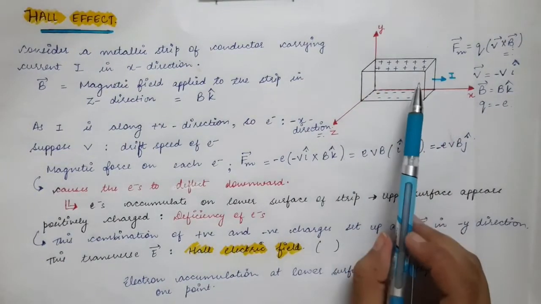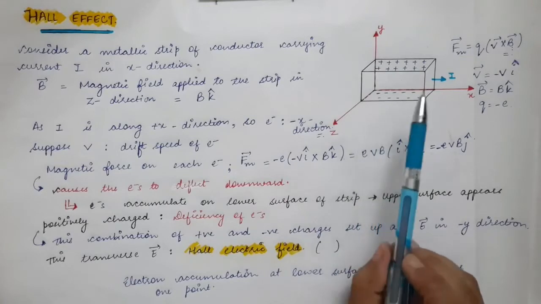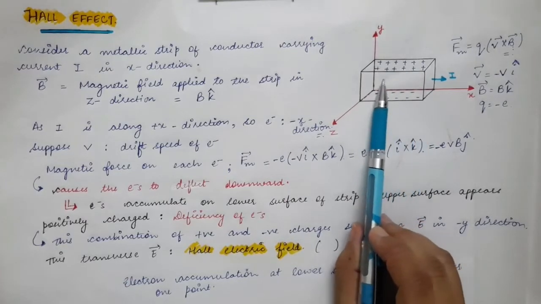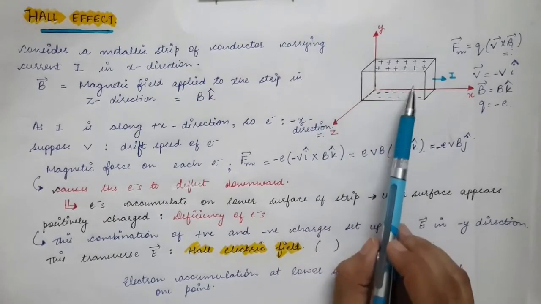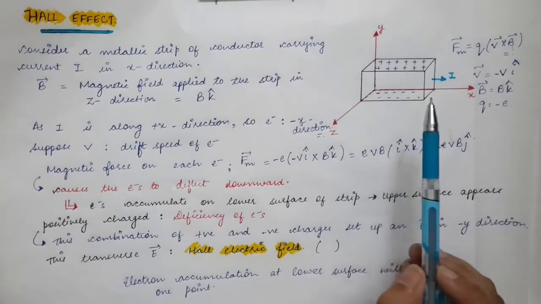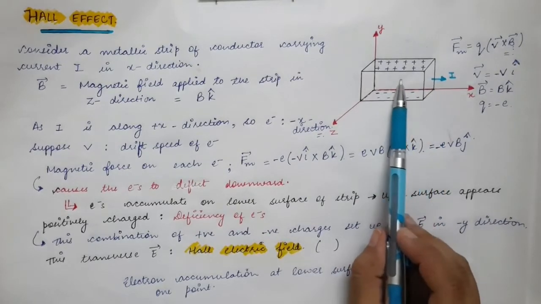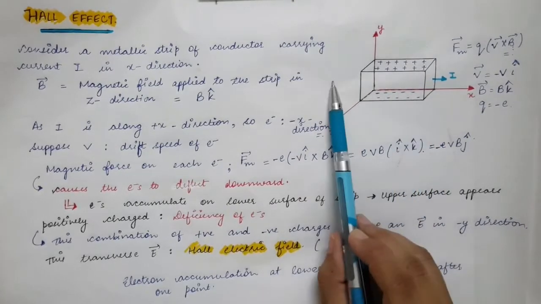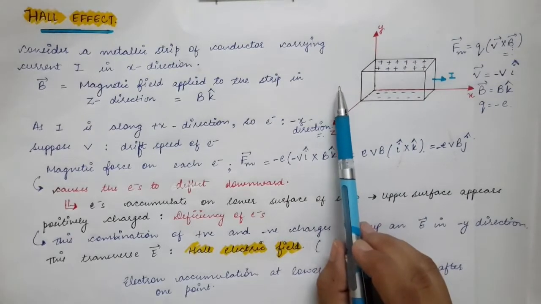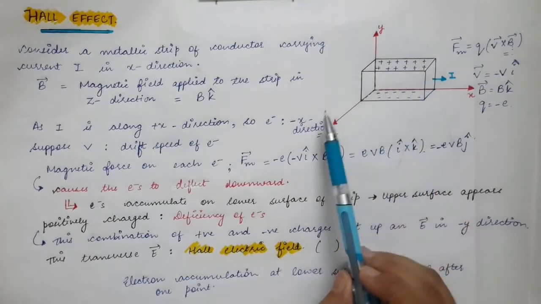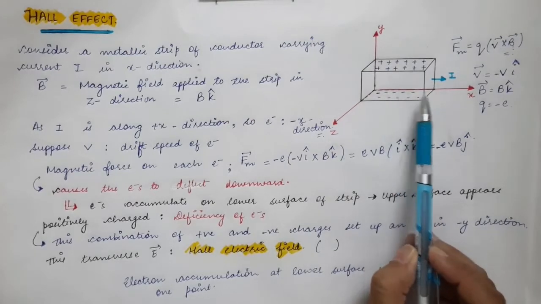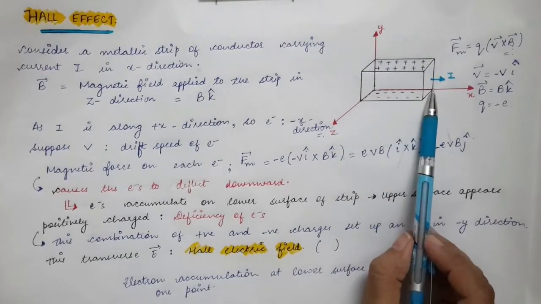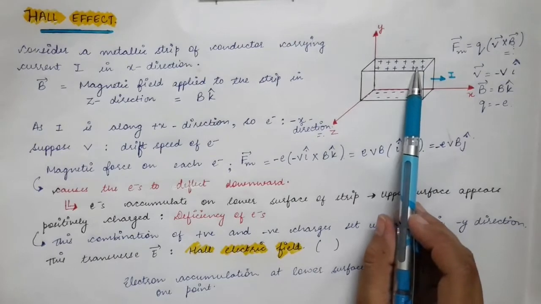So you can see that when there was no magnetic field, the electrons were moving along the negative x-axis direction. So in that case, the upper and the lower surfaces were neutral because electrons were flowing in the negative x-axis direction when there was no magnetic field. But as soon as you apply the magnetic field, the electrons get deflected. The electrons which are entering this conductor get deflected in the downward direction. So the lower surface appears negatively charged and the upper surface appears positively charged.